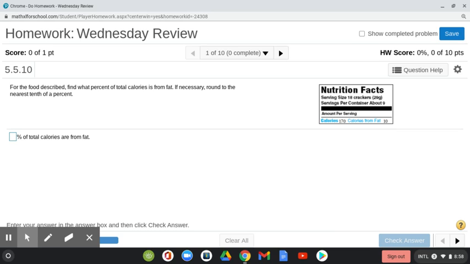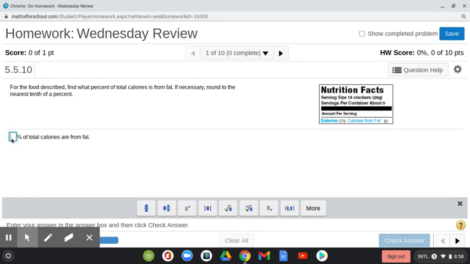All right, so for number one, I want to find what percent of the total calories is from fat. And so what I want to do on this is do 10 divided by 170 and then times 100. So 10 divided by 170 and then times 100.